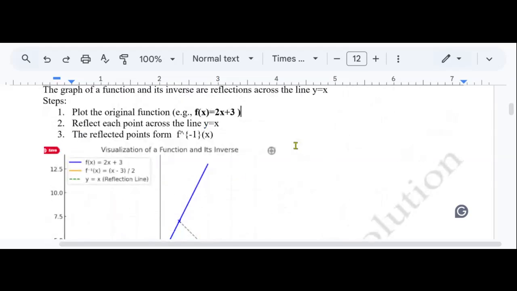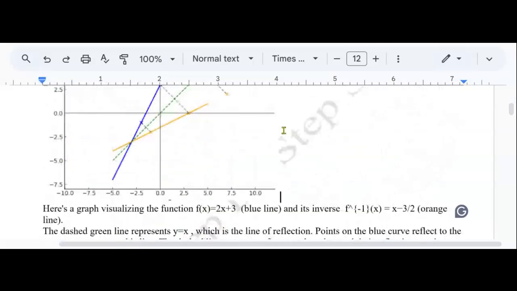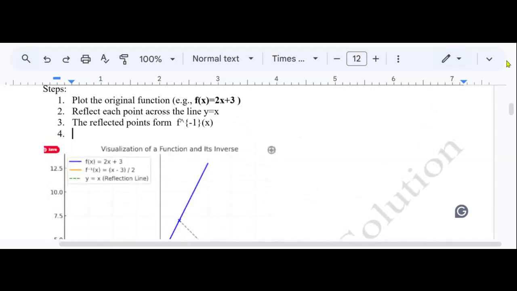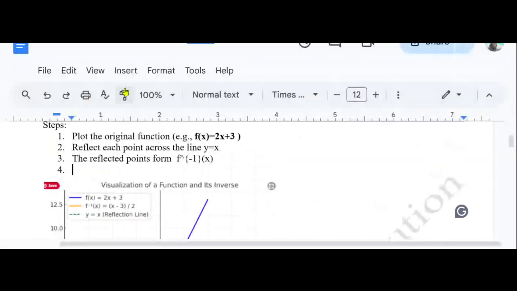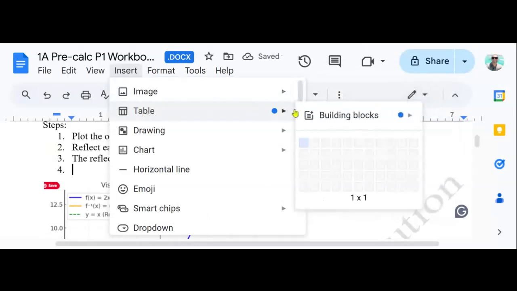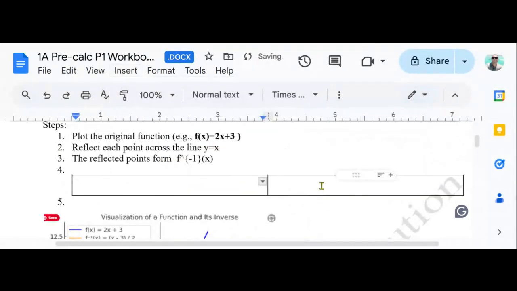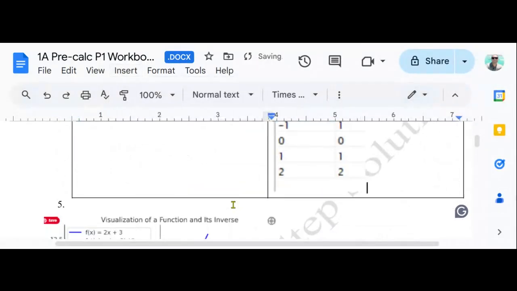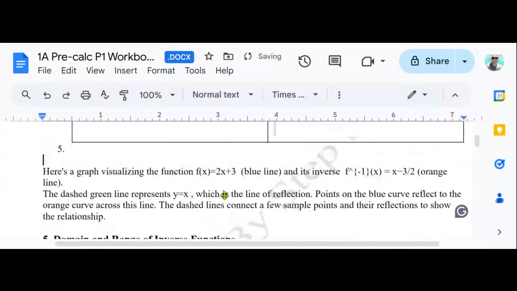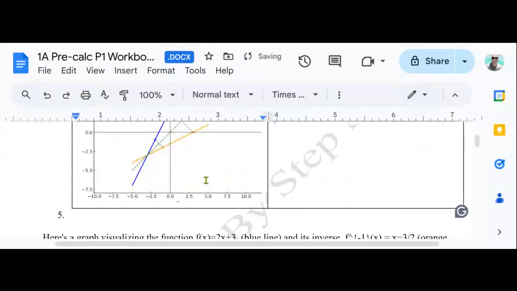So we have the points, right? We're going to insert a table and just put the points here. Okay. Those are the points. And what is the graph? This is the graph. Okay.